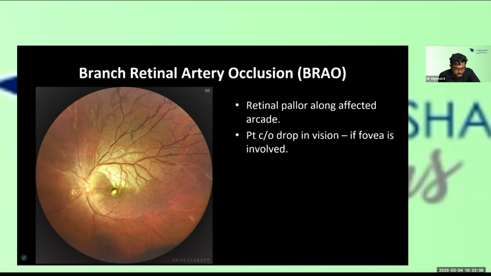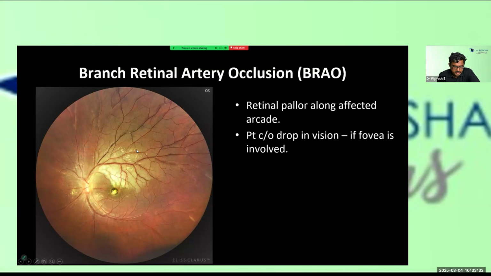So if you see, this is actually the image of a left eye. The inferior area of the retina looks predominantly kind of normal, whereas this area exhibits a pallor. The retina here is not being perfused because of an obstruction in the arteries. So this patient can be diagnosed with a branch retinal artery occlusion.